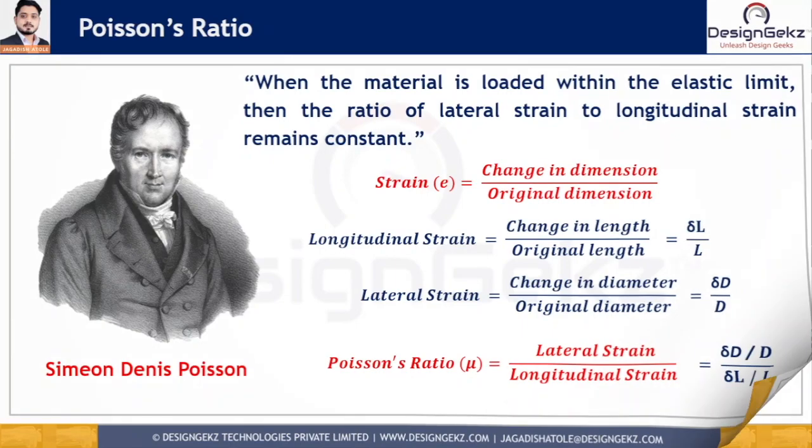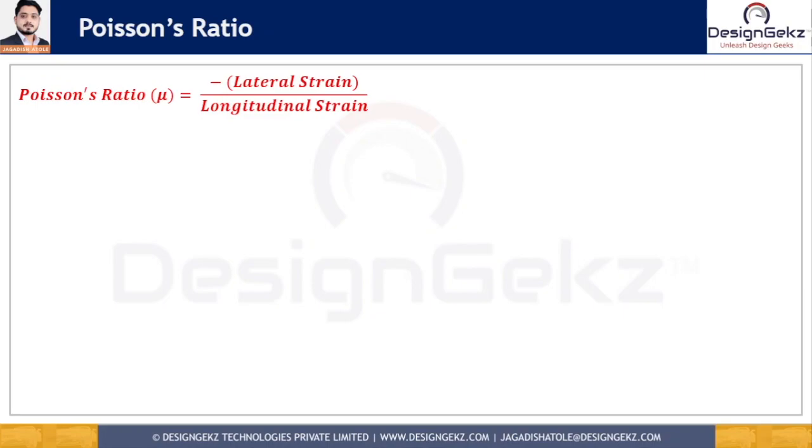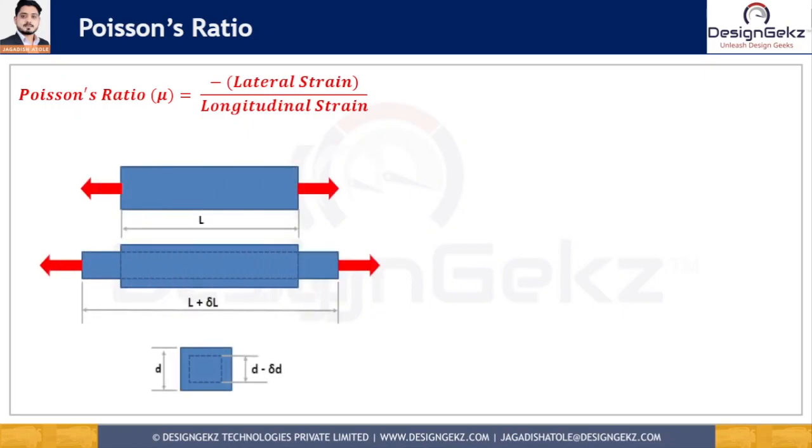Now the lateral strain in the formula is shown as negative. So why the minus or negative? It's pretty simple. When you pull the bar with a tensile force, its length increases from L to L plus delta L, which means the longitudinal strain is positive. But because of this longitudinal increase, the lateral dimensions decrease from D to D minus delta D. That's why the lateral strain shown here is negative.